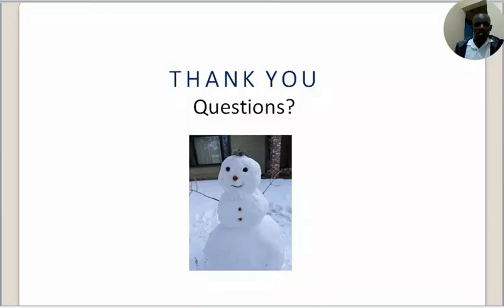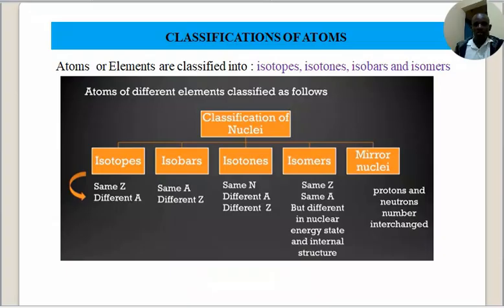may I take this opportunity to welcome you to the third lecture, in which we'll talk about the classification of atoms, where we're going to classify our atoms based on isotopes, isotones, isobars, and also isomers. We're going to look at what are the isotopes, and also what are the isotones, and also what are the isobars, and what are isomers.